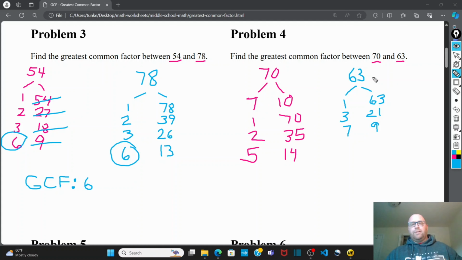Okay, so 63 is the smaller number, so let's go with our largest one here. Can we take 63 and multiply it by an integer to get 70? No. Can we do that with 21? No. Can we do that with 9? No. Can we do that with 7? Yes. These both have 7 as a factor, and that's the greatest common factor between the two.